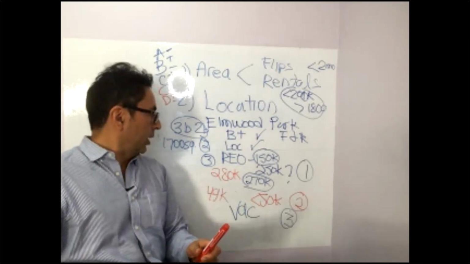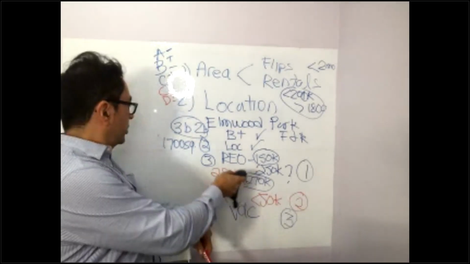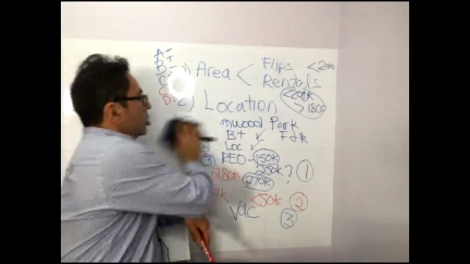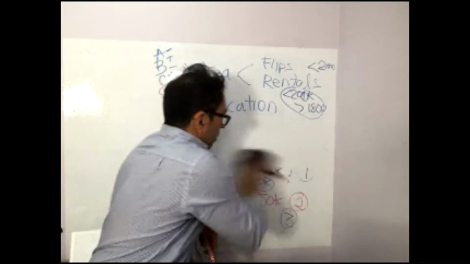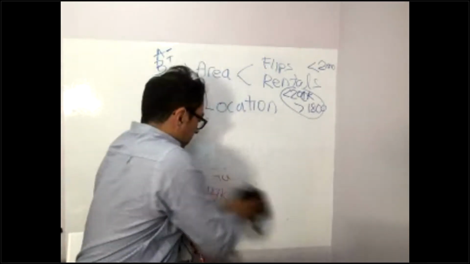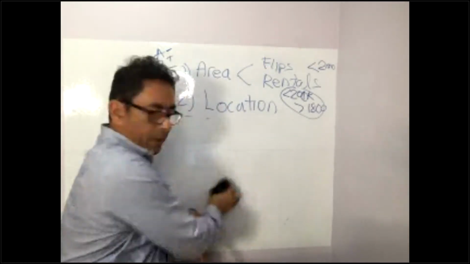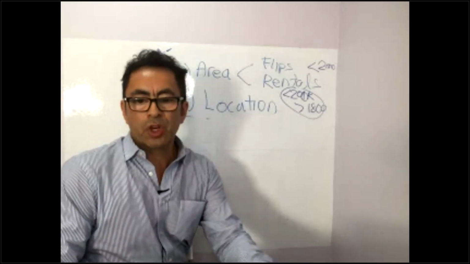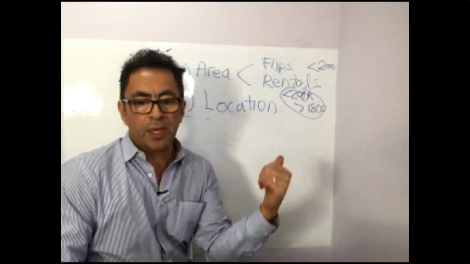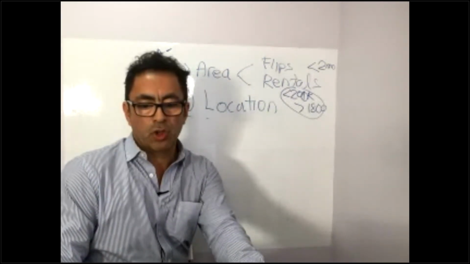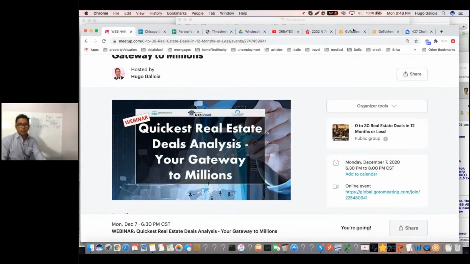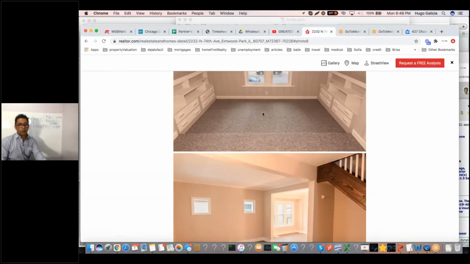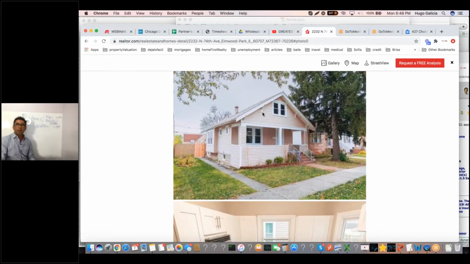Another example is, let me just delete this example. Let's go over another property. And in fact, before we move on to the next property, I'm going to share my screen and show you the pictures of this property that I just talked about. Okay, so let me share my screen. And it's right here. So let's look at the property.